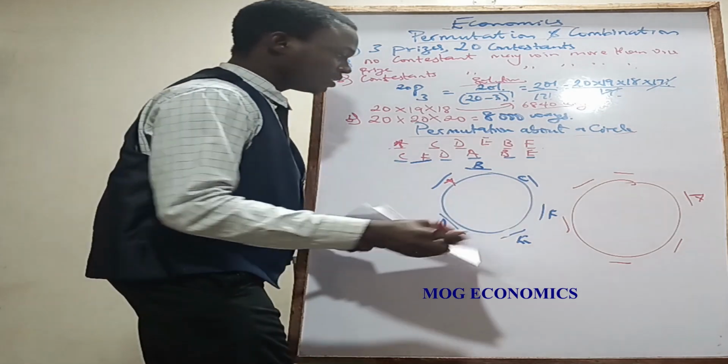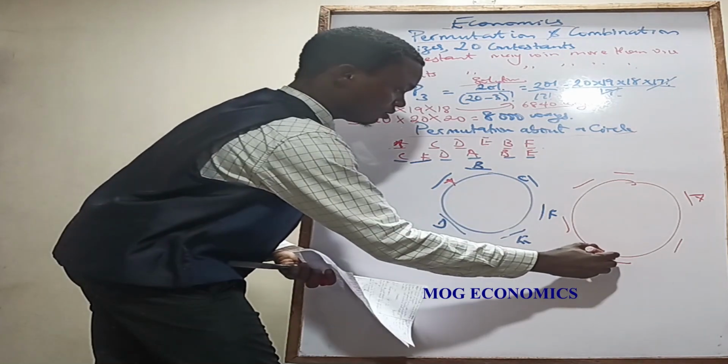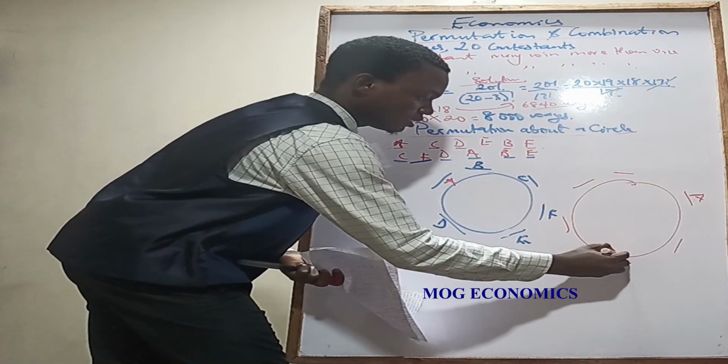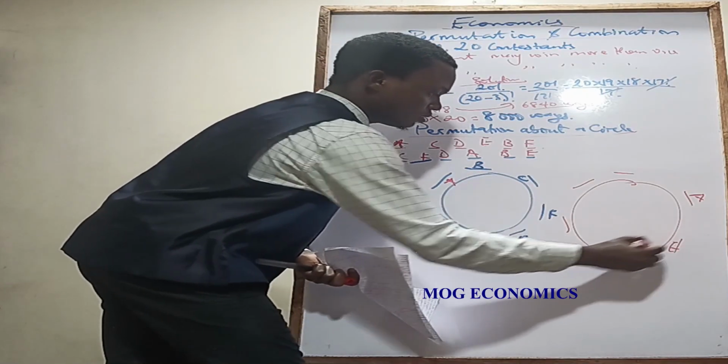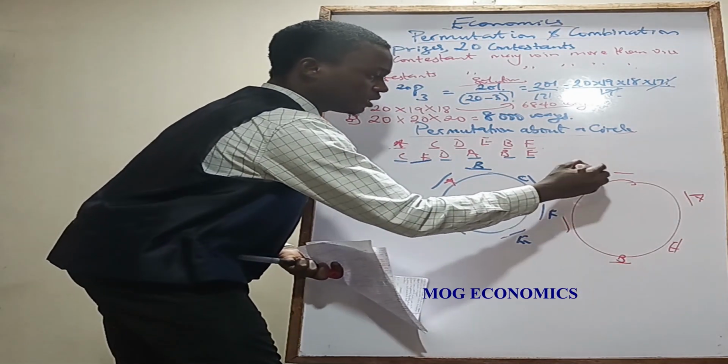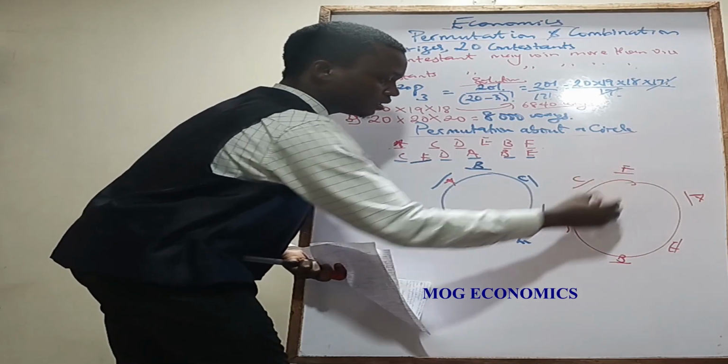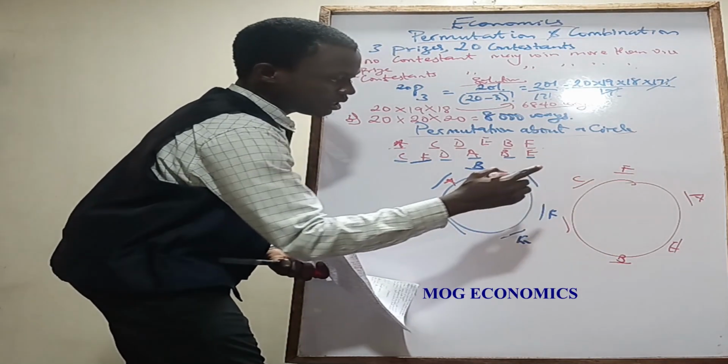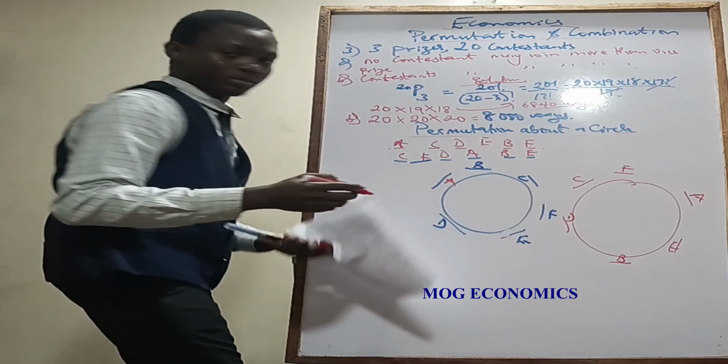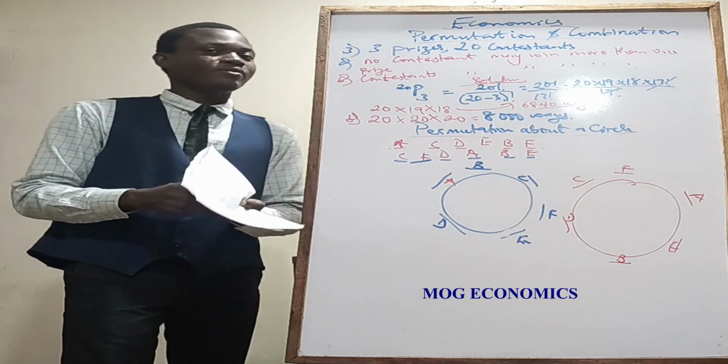Now B can decide to sit here. B can decide to sit here. E can be here. C can be here. F can be here, and then A, D can be here. So others have choices. It's the first guy that doesn't have a choice.